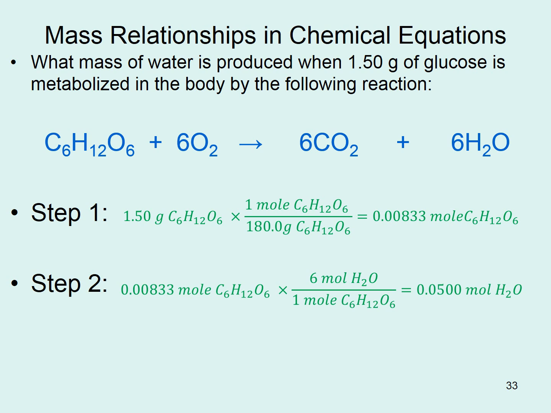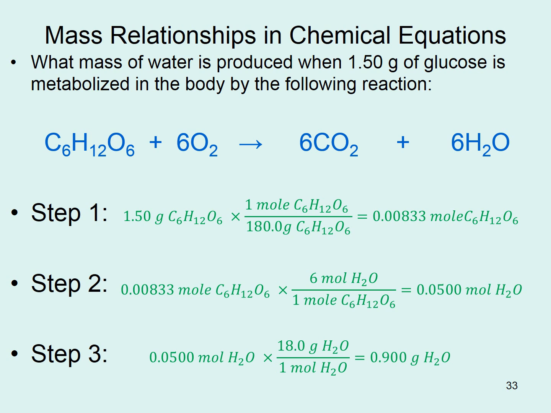Now, because water has a much different weight than glucose, we're going to take the moles of H2O, multiply it by the molecular weight of water, and we get 0.9 grams of H2O. So that's the process.